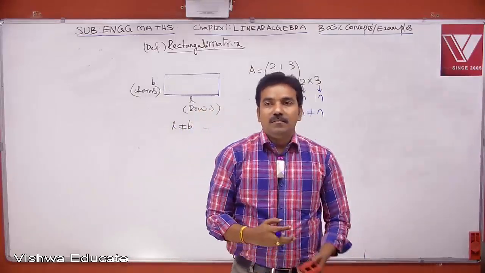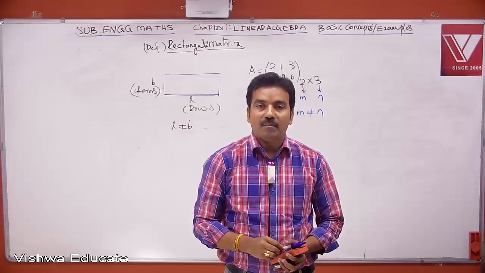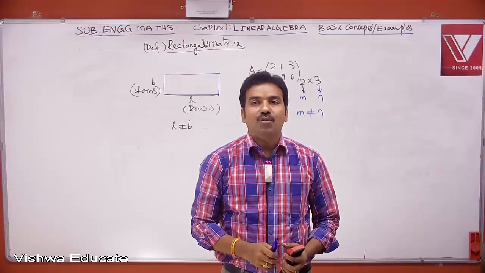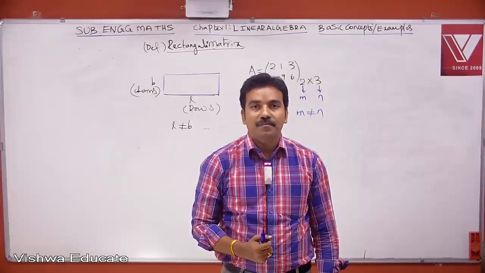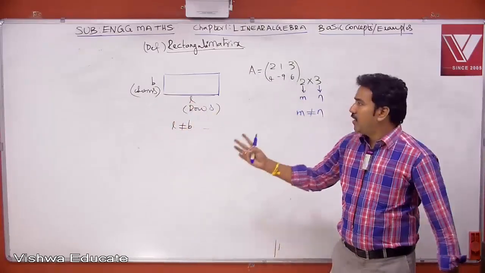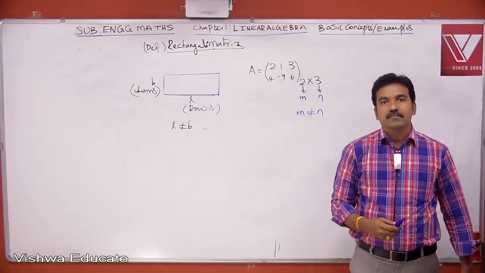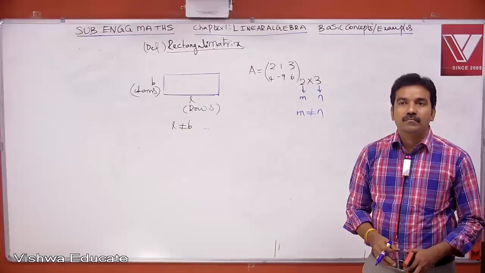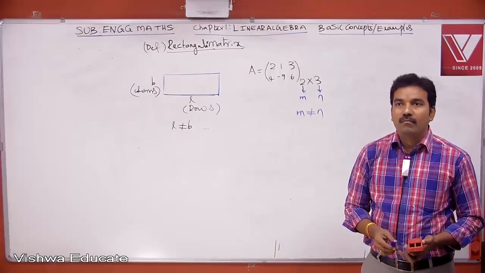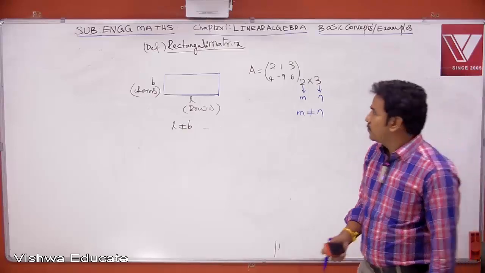Note this. A matrix which is not square is called a rectangular matrix. You can have any example. Just you can maintain this 2 by 3 example. Right.